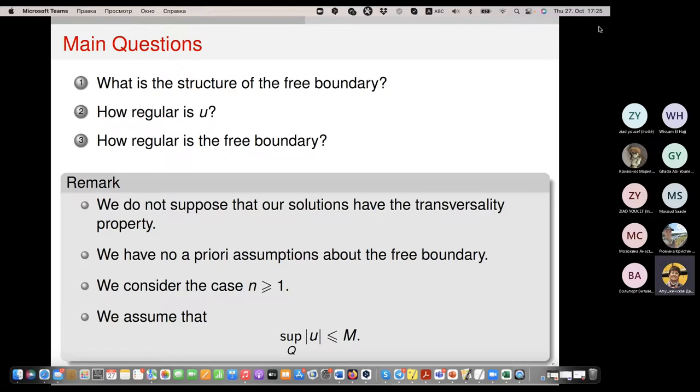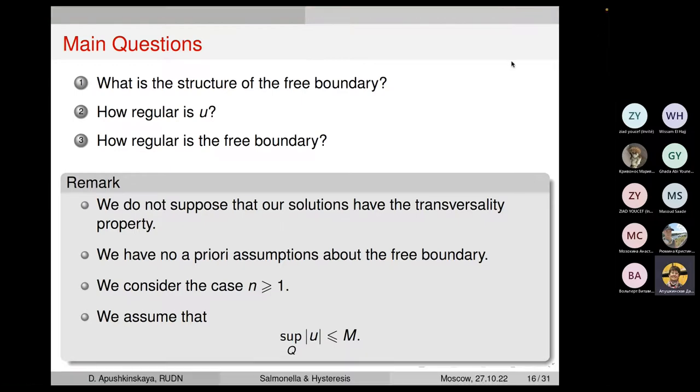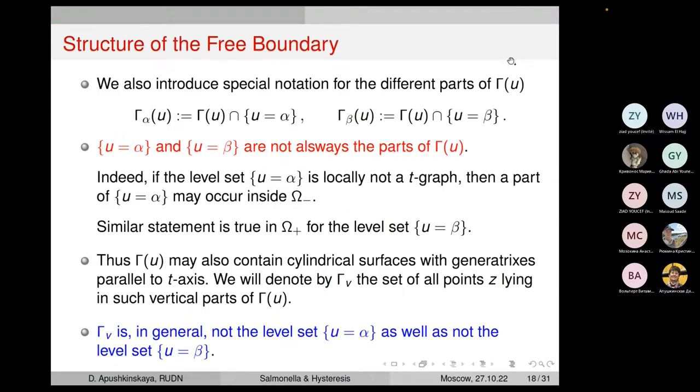And what happened exactly? Okay, let's start with the structure of the free boundary. We say that the free boundary is the interface between the sets where the hysteresis operator is equal to plus one or minus one. So the free boundary is only the interface between two different phases.